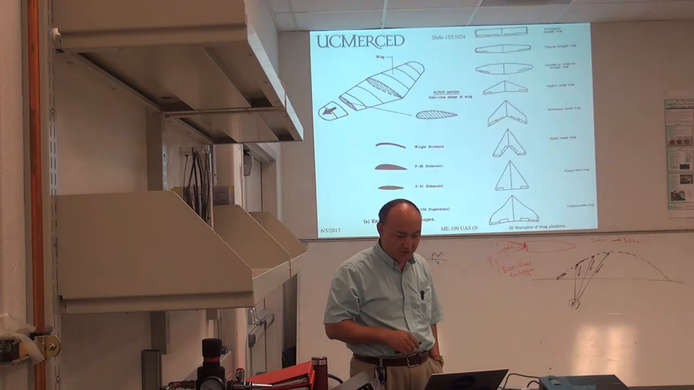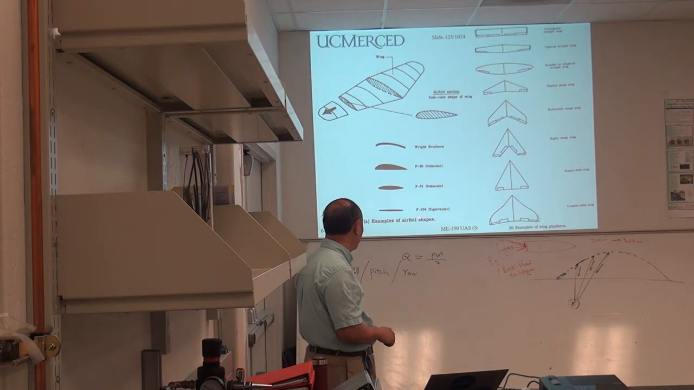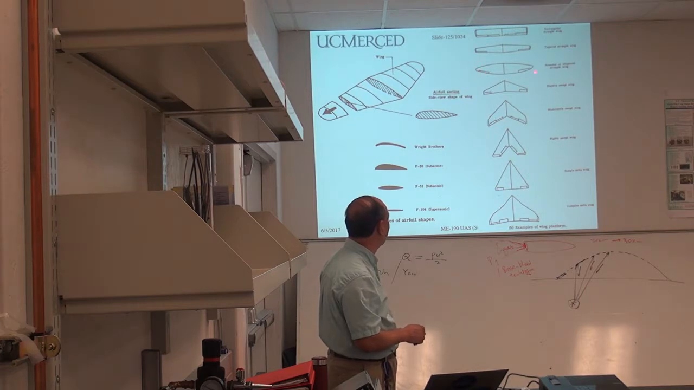Anyway, there are different types of wing, and I'll show you more wings. This is just the airfoil, different things. The Wright brothers used something like this, the wing airfoil section, and the subsonic airfoil shapes. So these are different airfoil shapes, and these are the wing shapes. This is called the elliptic wing.